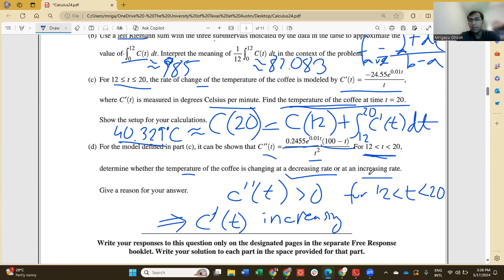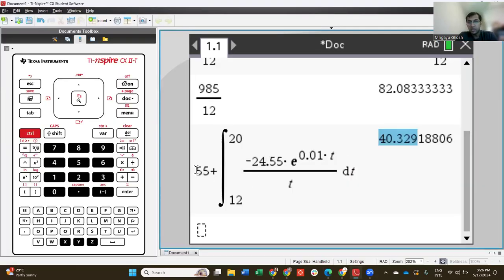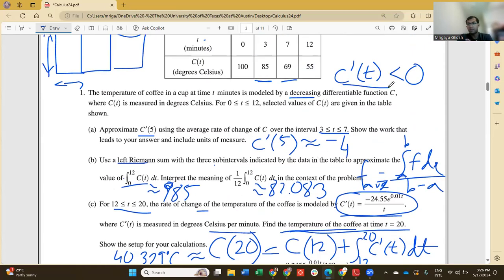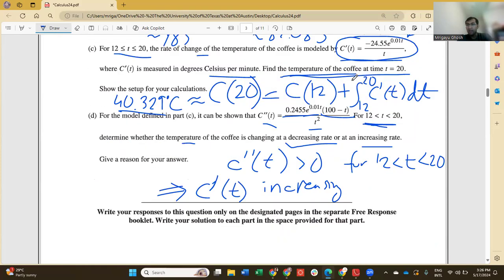So even though C prime of t itself is negative, because we started with 55 degrees Celsius and then went down to 40 degrees Celsius, which makes sense because we already mentioned in the beginning that C prime of t is less than 0. It's decreasing, but the rate at which it's decreasing is increasing. Hopefully that makes sense. So in other words, it's decreasing, but it's concave up. So what would that look like? It's decreasing, but it's concave up.